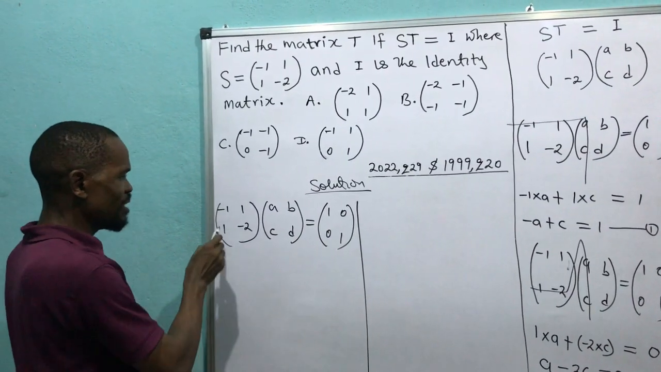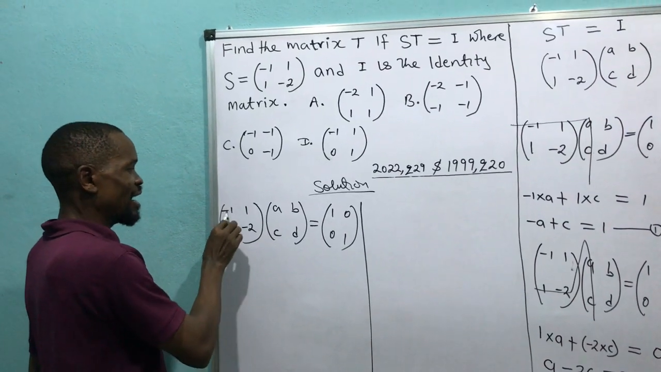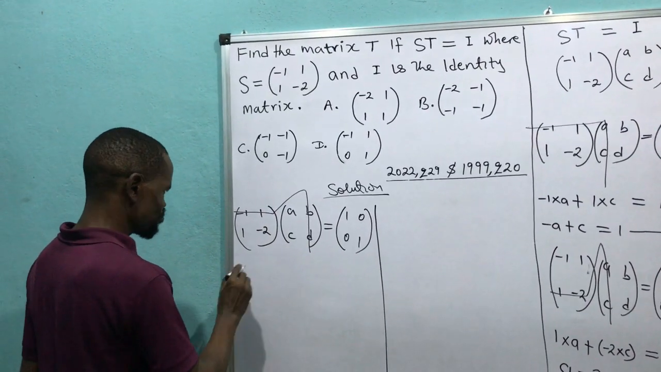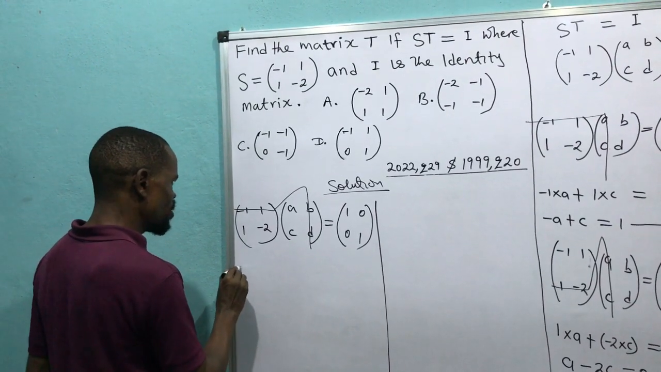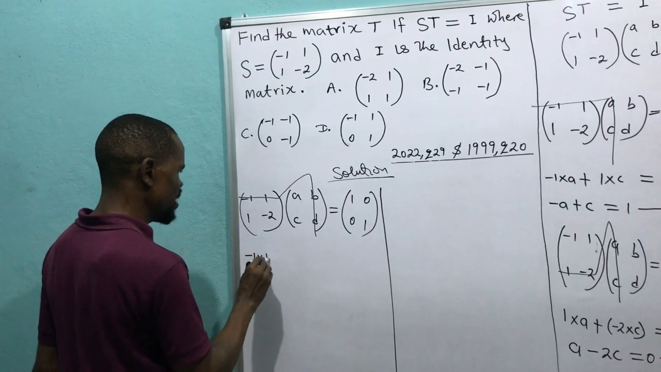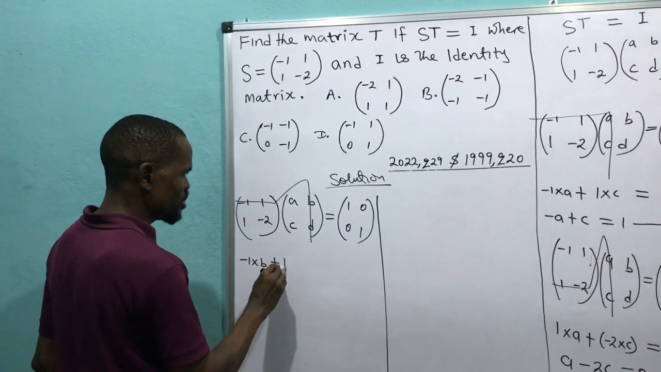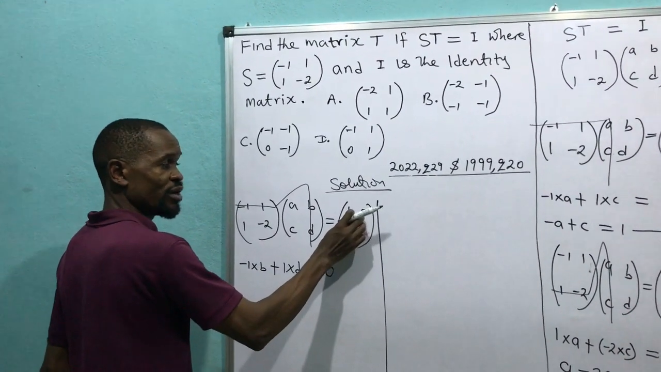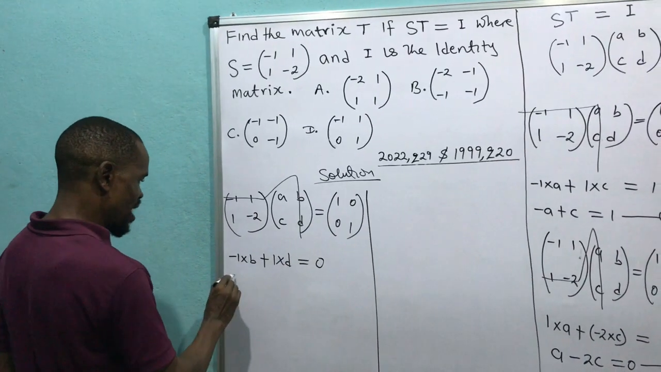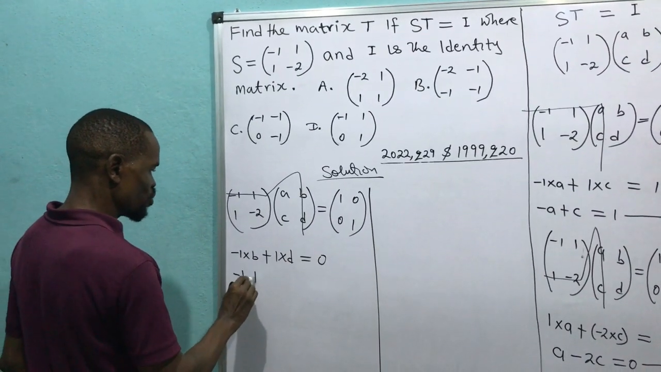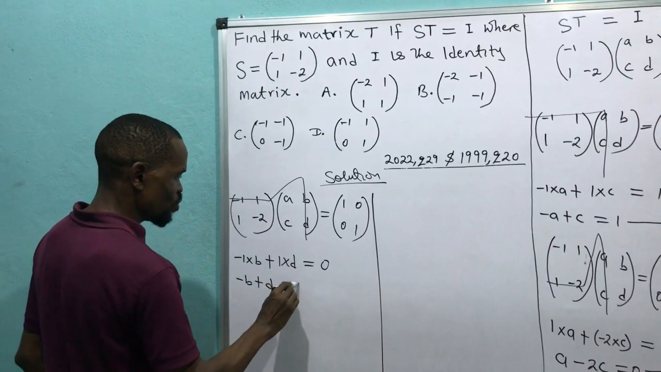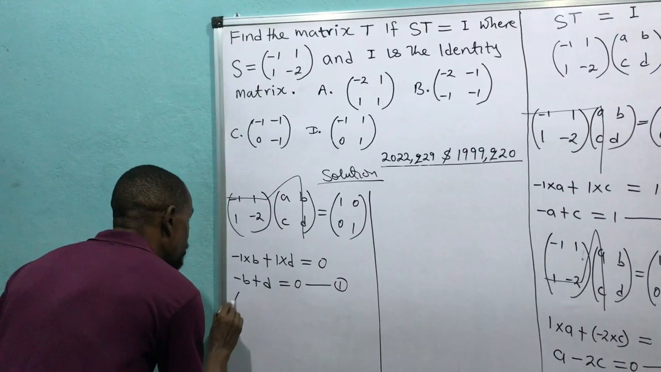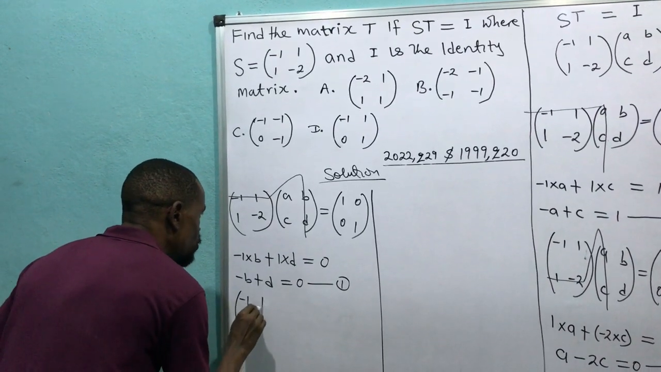I can now do the same thing I was doing before. This goes to this, and that will give me minus 1 times B, then plus 1 times D, is equal to 0. Are you following? I will have minus B plus D is equal to 0. That is equation 1.